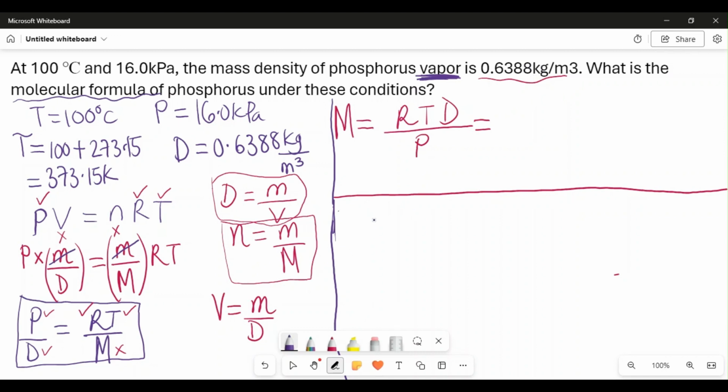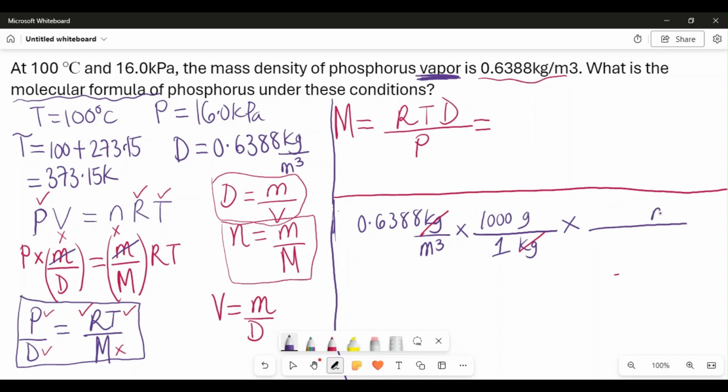So we're going to use dimensional analysis. We have 0.6388 kilogram per meter cubed times, with kilogram at the bottom and gram at the top. We know that 1000 gram gives us 1 kilogram. So we can easily cancel out the kilogram and we have gram. Now we have to go from meter cubed to dm cubed. So we have the meter cubed up top and the dm cubed at the bottom.